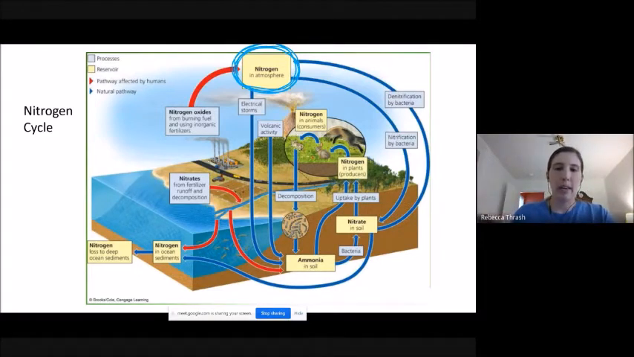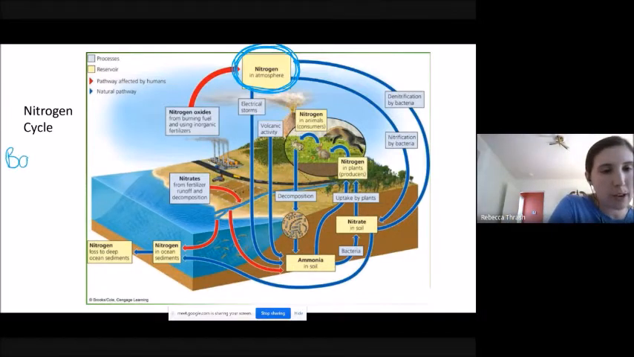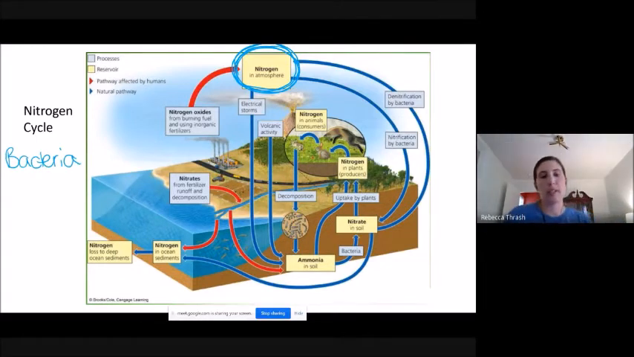So the way that nitrogen is incorporated into the biosphere, into all of the living things, is mostly going to be from chemical processes or metabolic processes by bacteria. So when you think of the nitrogen cycle, I want you to think about bacteria. They are really running the cycle, and without them, we would not have nitrogen available for plant growth and food and all those other things.